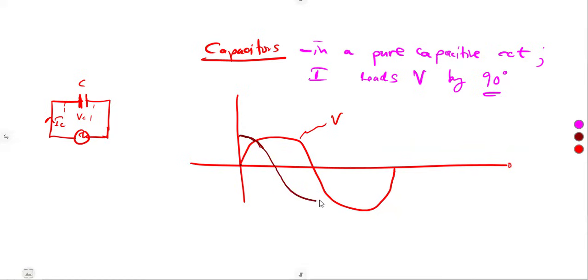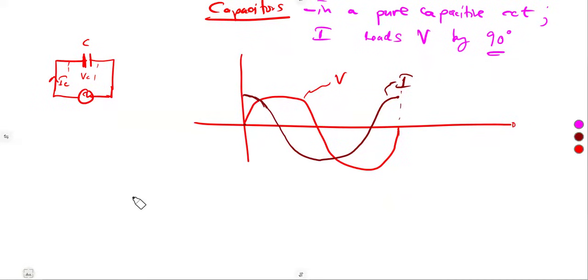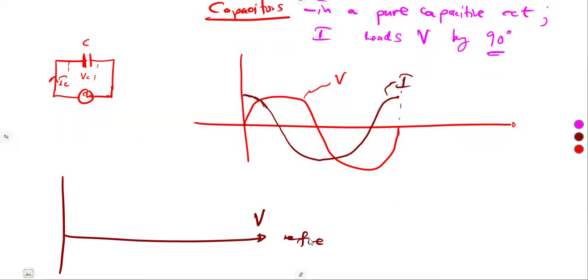From your mathematics, it will take the graph of a cosine. If you take this from 0 to 360, you can see this is the graph of a cos. So that is for our current. Then the vector diagram, or the phasor diagram, we are going to have it this way, with our voltage on the reference, guys.